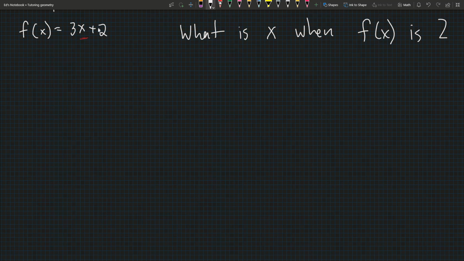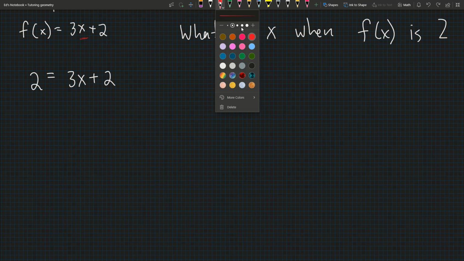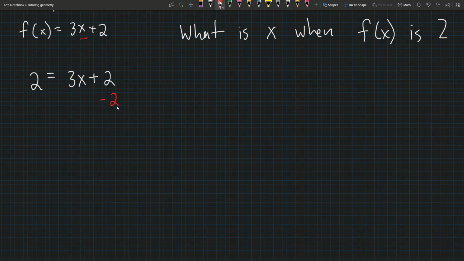So instead of replacing x, I'm going to replace f of x, the whole thing, with 2. Keep the right side of the equation the same, and now I have to solve this equation and figure out what my x is. So to do that, I'm going to subtract 2 from both sides. Minus 2. So then I would have 0 is equal to, because 2 minus 2 is 0, 3x.